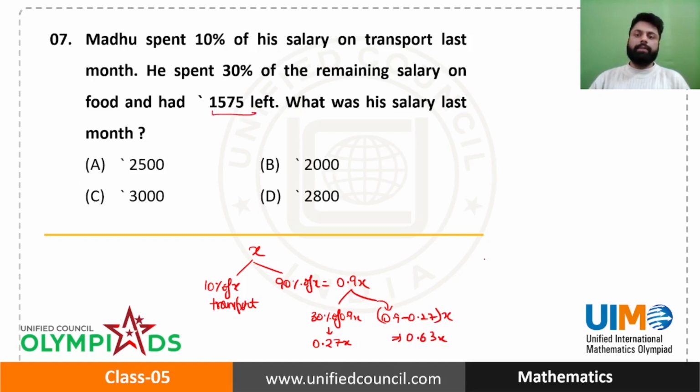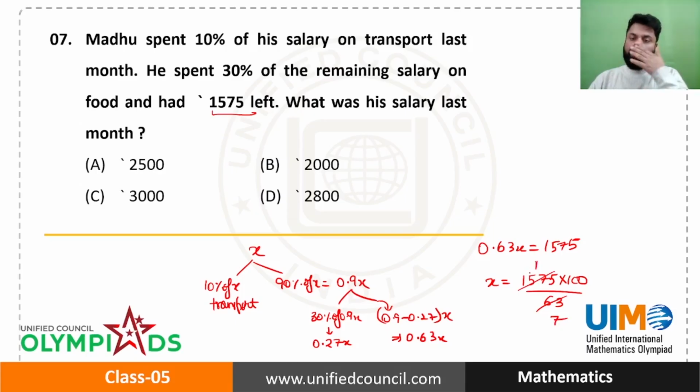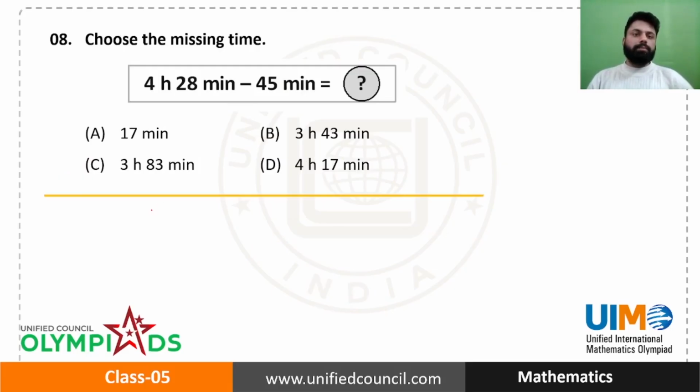This is equal to 1575. 0.63x is equal to 1575. So x is equal to 1575 multiplied by 100 divided by 63. So for 9 times, this is 7. This will become 9 into 1. Then 9 into 7, then 4, 5, 5. Then 175 is divided by 7. That is 25 times. And then 5 multiplied by 100. So x is equal to 2500 rupees. A option.